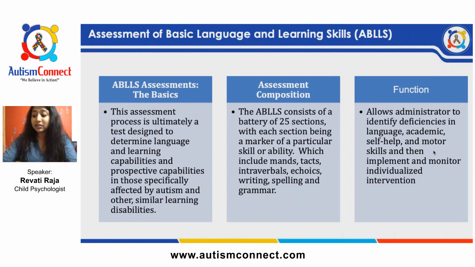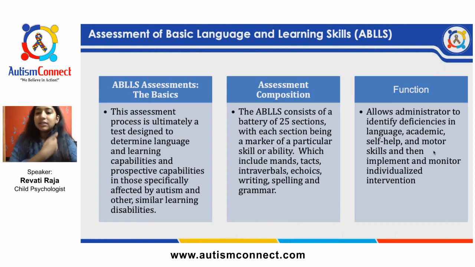Another difference is that ABLLS does not have the barriers assessment or the transition assessment parts. While ABLLS is extremely good at helping us track the growth the child is showing in a particular goal that has been set, VB-MAPP allows you to understand why a particular goal is not being reached. What are the barriers causing the child to not reach the goals that have been set for them?